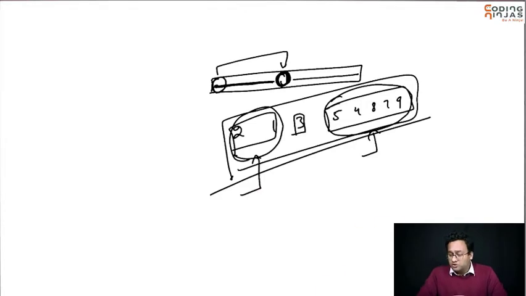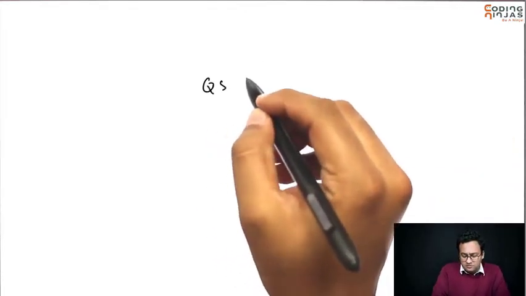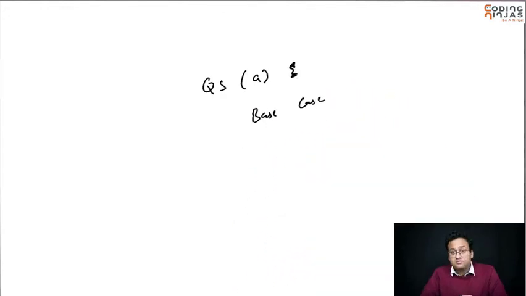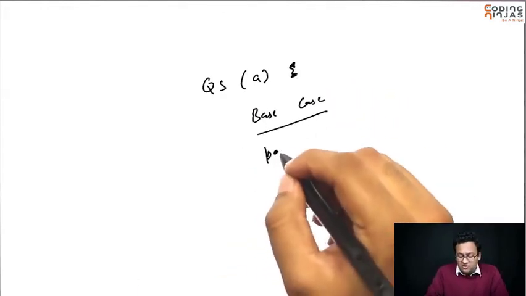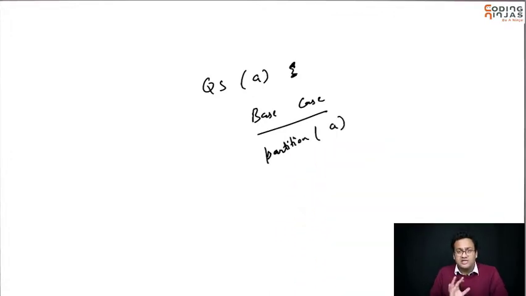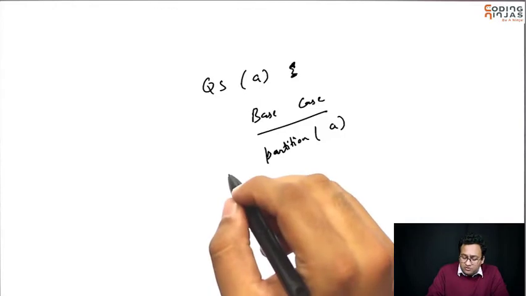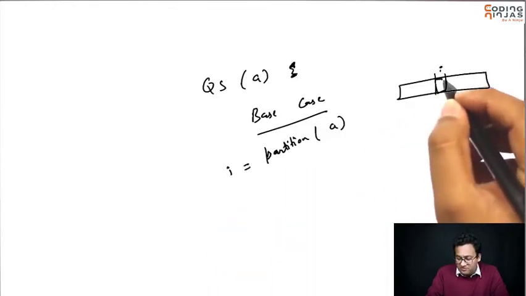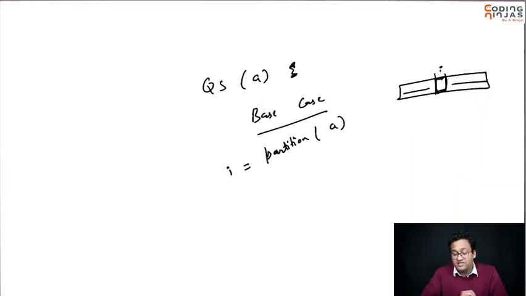Okay, so the code will look something like this. You'll get the array. You will have the base case. Once you've taken care of the base case, you will call something like a partition function. It should partition your list into 2 halves and give you the index around which it has partitioned. So there will be some index where your pivot element is and everything on the left is smaller, everything on the right is larger.